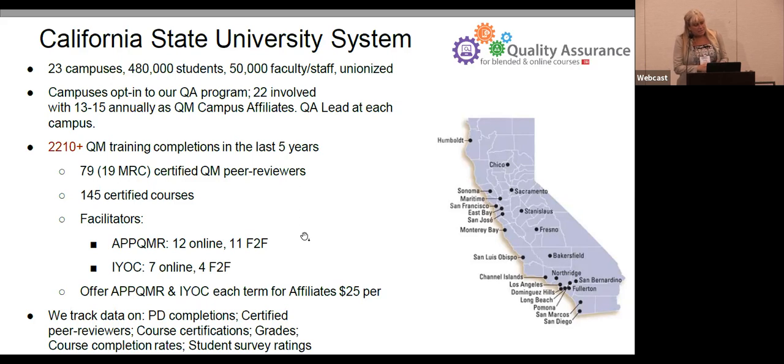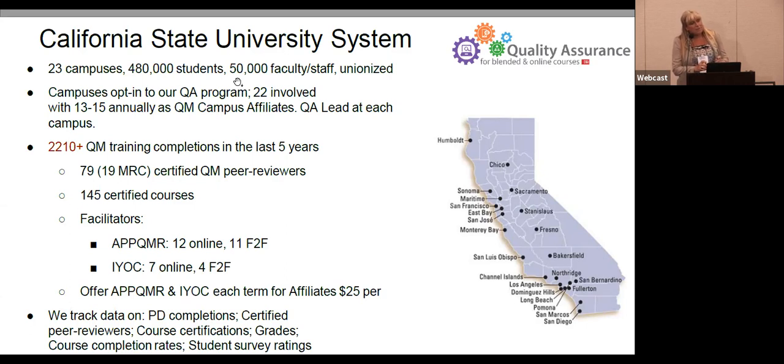And as far as tracking our completions, we have about 2,200 training completions within the last 4.5 years. So that's quite impressive in just a 4-year time frame there. About 79 certified reviewers overall, so growing that pool of reviewers, and 145 certified courses. We do offer the APPQMR online and face-to-face, as well as the IYOC. And then with the charge of the 25 per.